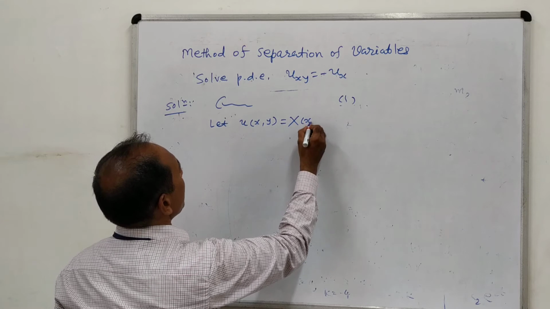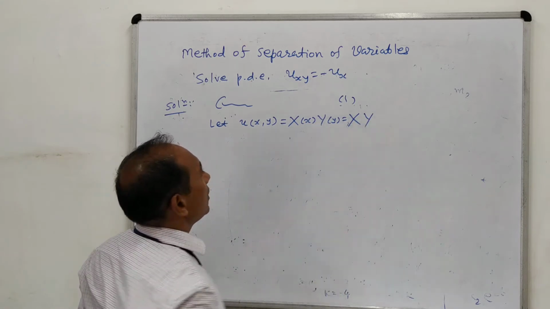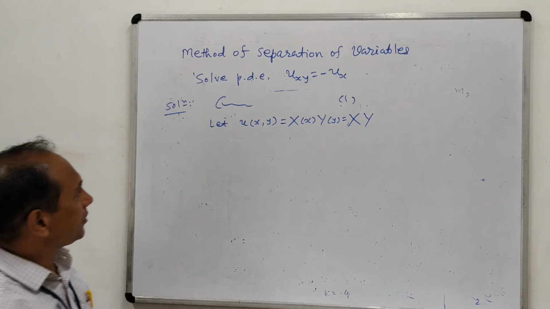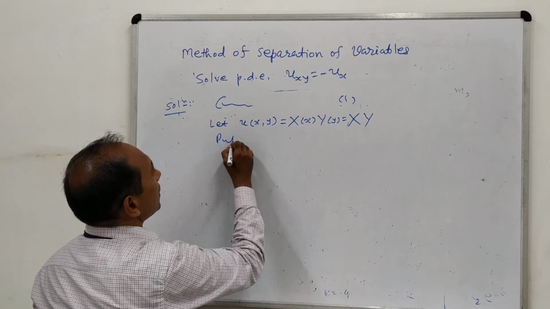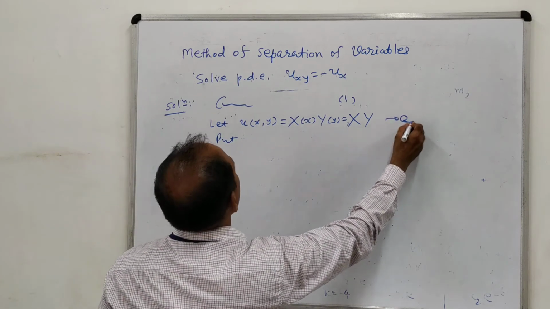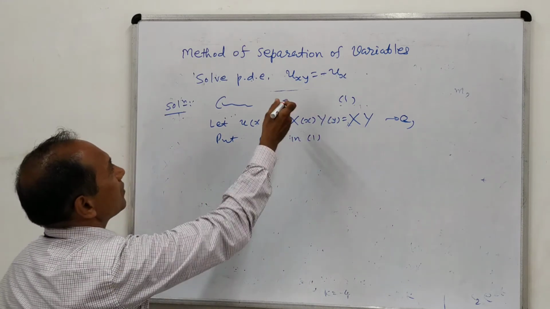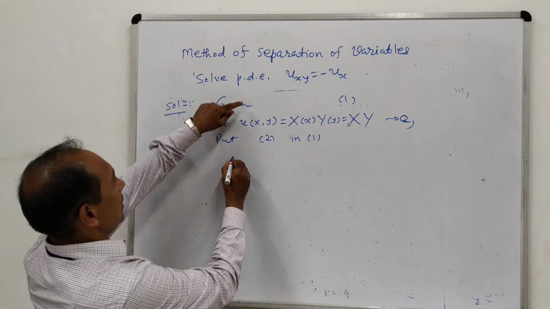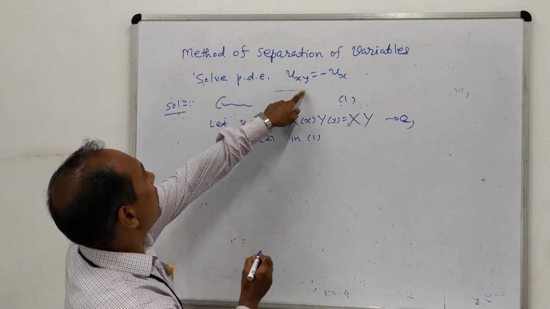So this is equal to capital X into capital Y, or simply we can write capital X into Y. Then we will put this equation 2 in 1. If we put this into 1, what will we require here? First let us see. We will require the derivative of this one with respect to x and y, u_xy.